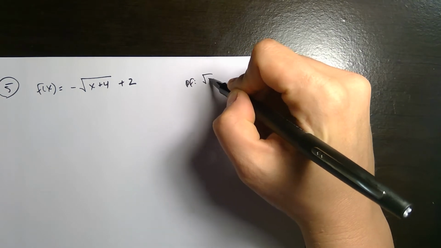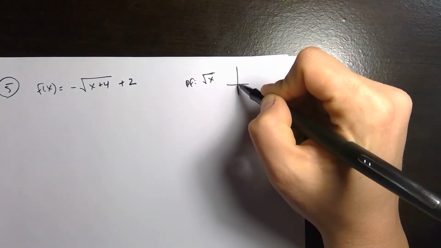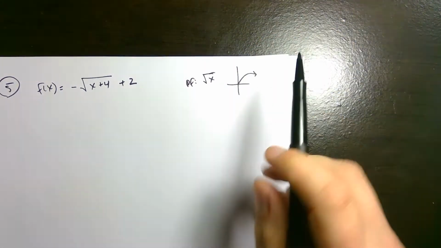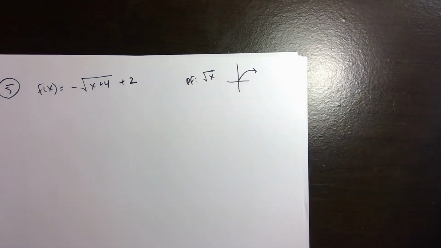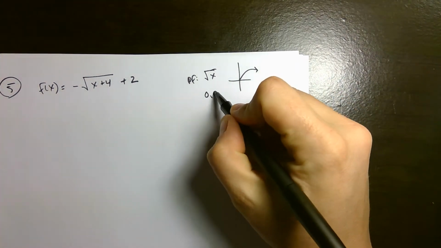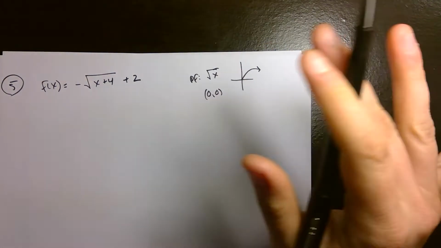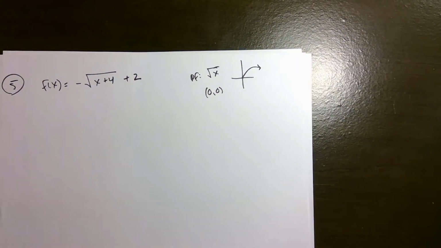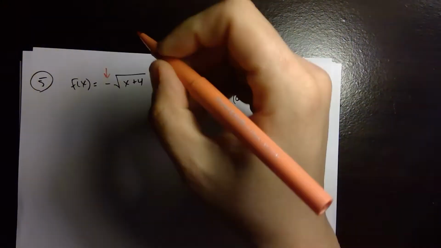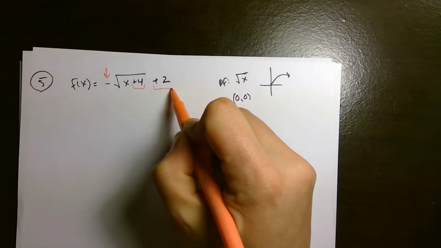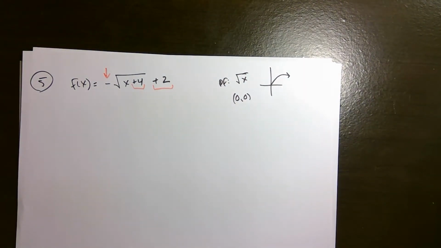In this case, it's the square root of x. And we know that it looks like this. Okay, we said sometimes it reminds us of a dolphin jumping out of the water. And we also know that its vertex is 0, 0. We know all of that information. And so now we see this negative sign, and we see this plus 4, and we see this plus 2. Those are the transformations that are happening.